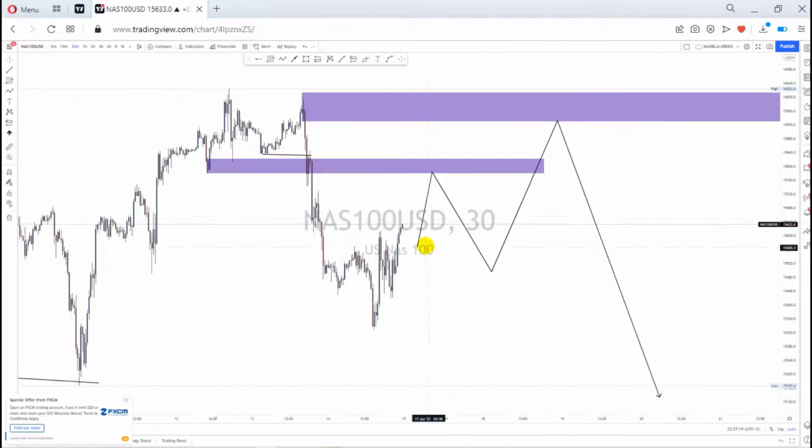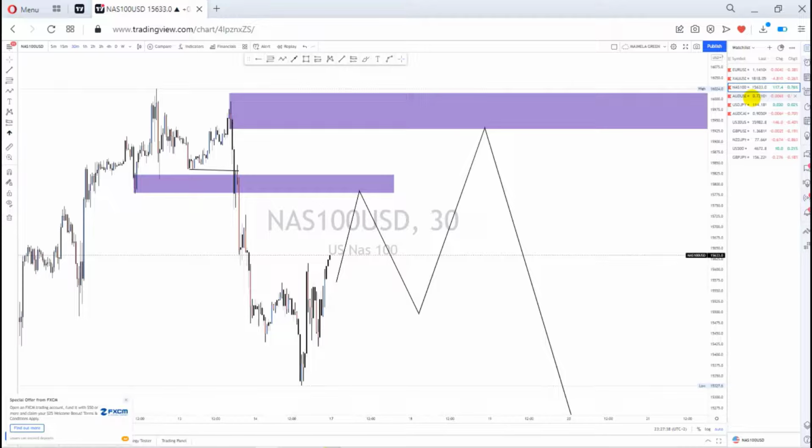So this is the possible movement that I have on NASDAQ. So be on the lookout for this mitigation block here. Then from there you can start to be more focused on this supply here. But for now, look at this mitigation block here. So let's move to AUD USD.